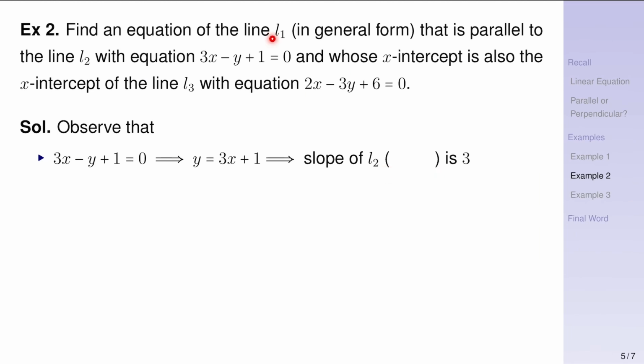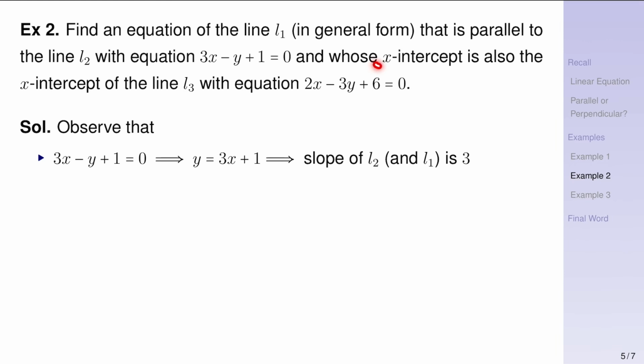We also know that L1 is parallel to L2, which means that by the theorem earlier, the slope of L1 must also be 3. So we now have the slope for our desired line. Our only problem is probably the point, and that is correct. We use the second ingredient in the problem.